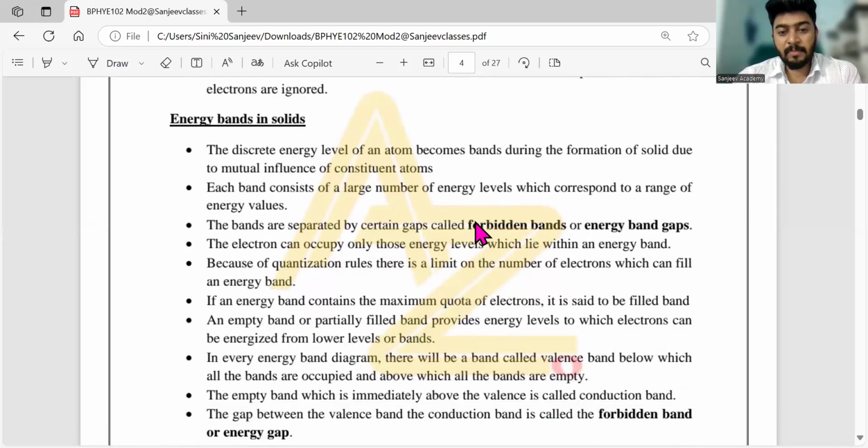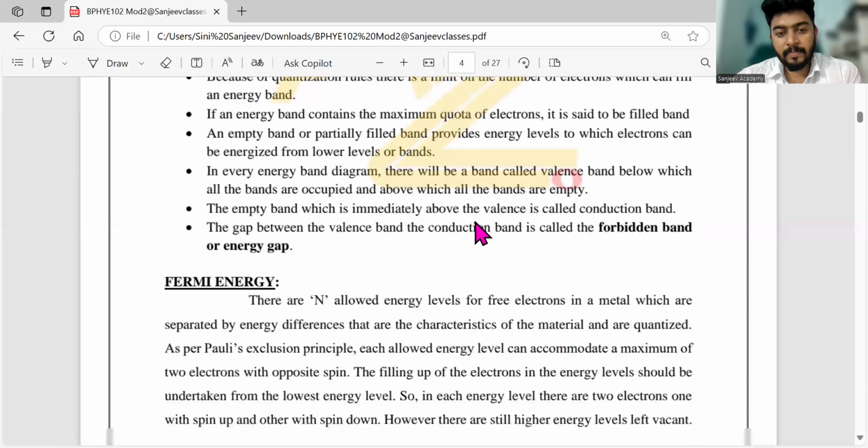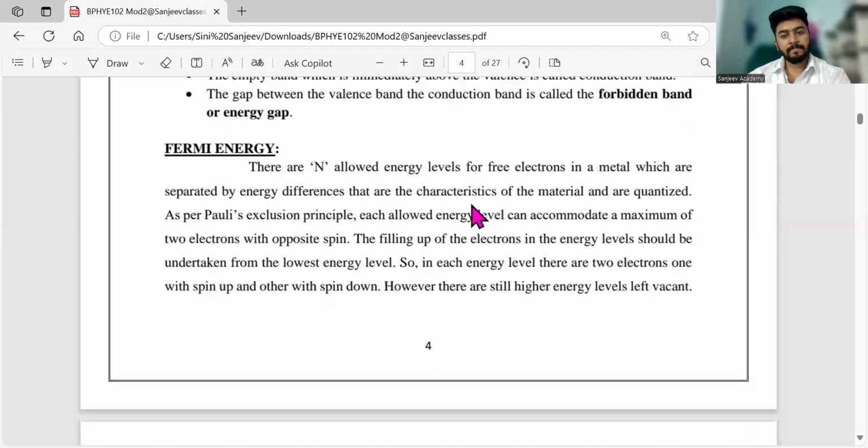Then energy bands. There is something called the forbidden band or the energy band gap. The electrons cannot travel, or electrons will not be there, in that particular energy gap or band gap described according to the classical free electron theory. So this has been proven against by using the quantum theory of free electrons. And then there are two bands: one is the conduction band, another is the valence band. The gap between the conduction band and the valence band is called the forbidden band or the energy gap.